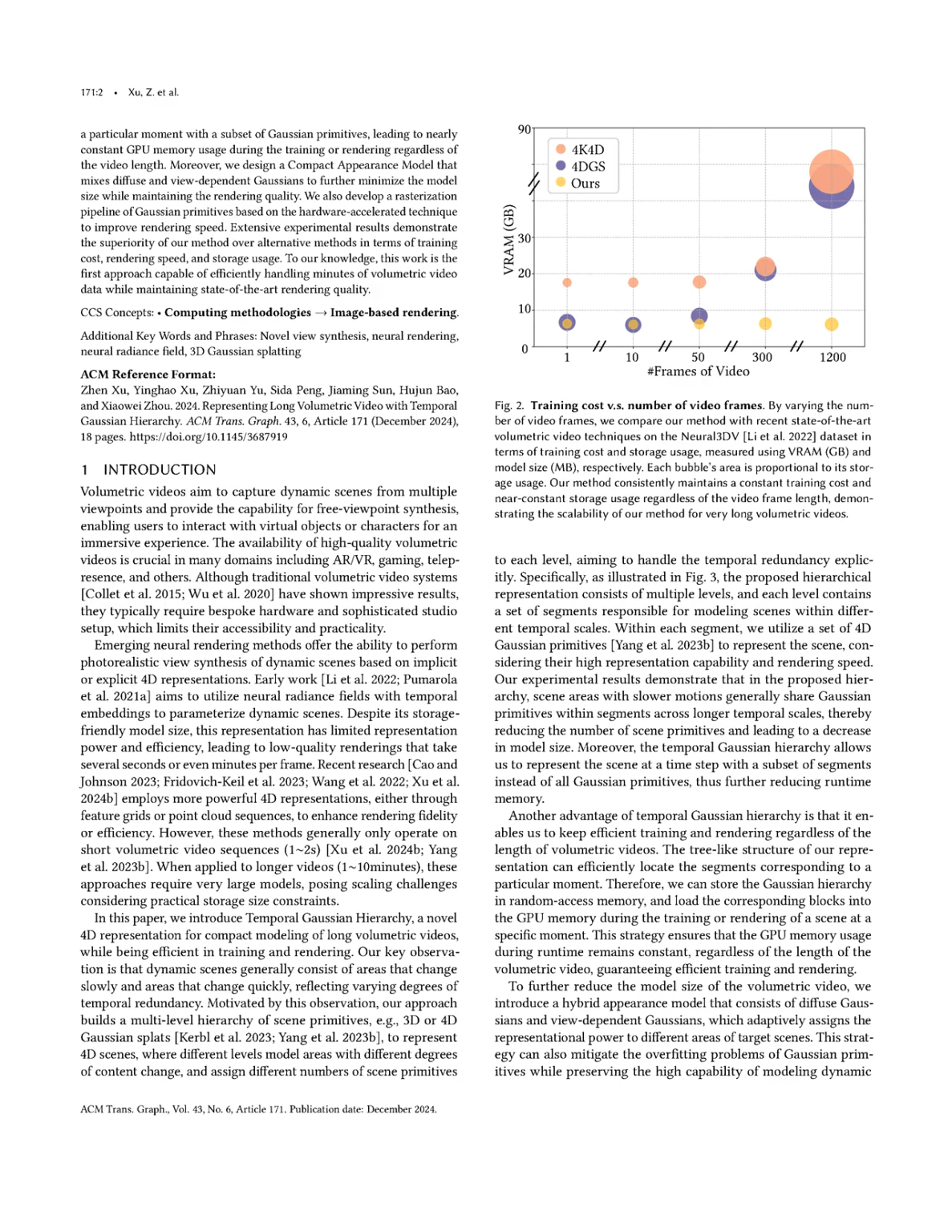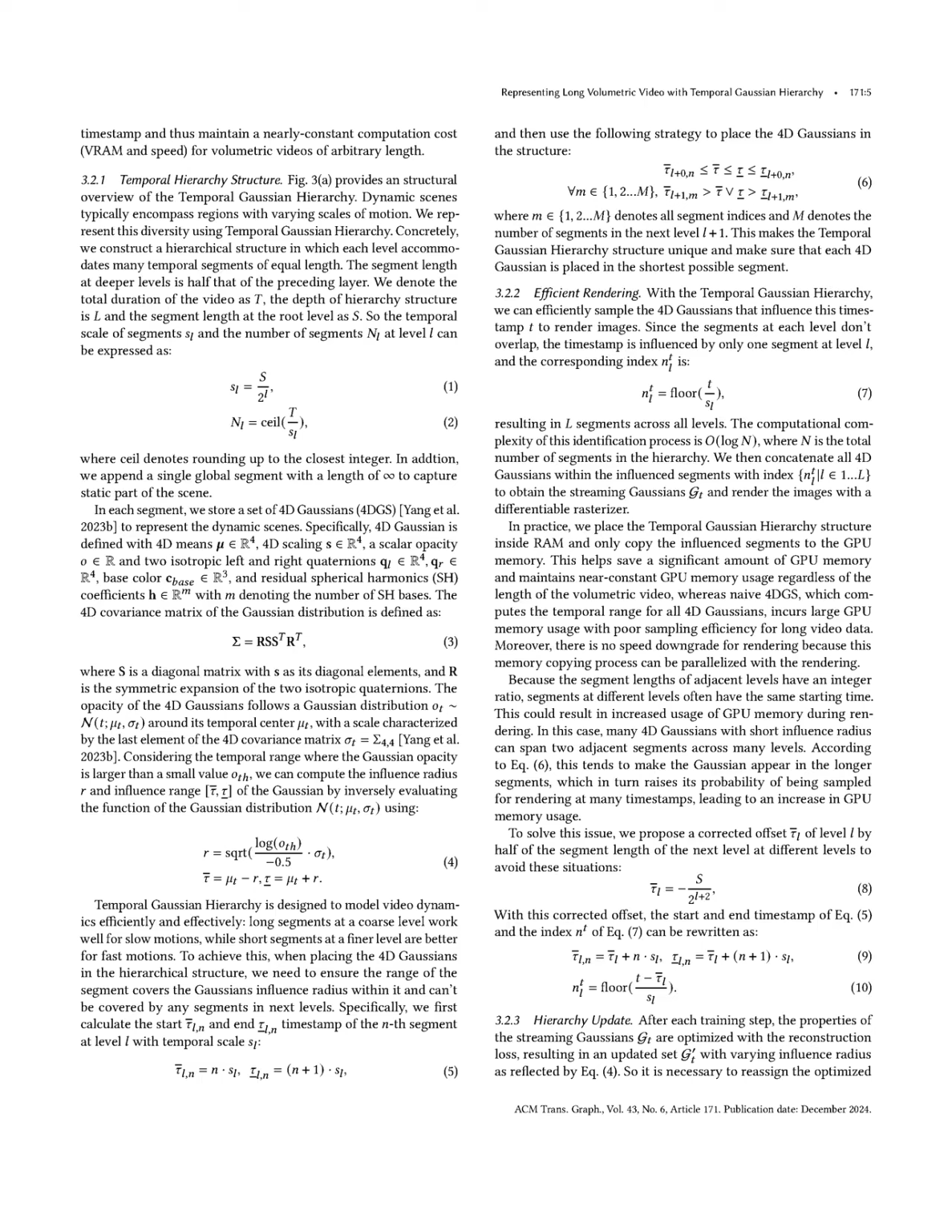In this scenario, the temporal Gaussian hierarchy would utilize longer segments at the coarser levels to represent the slowly changing background, effectively sharing Gaussian primitives across these segments to reduce model size. Conversely, at the finer levels, shorter segments would be employed to capture the rapid motion of the dog, ensuring that the rendering accurately reflects its dynamic behavior.